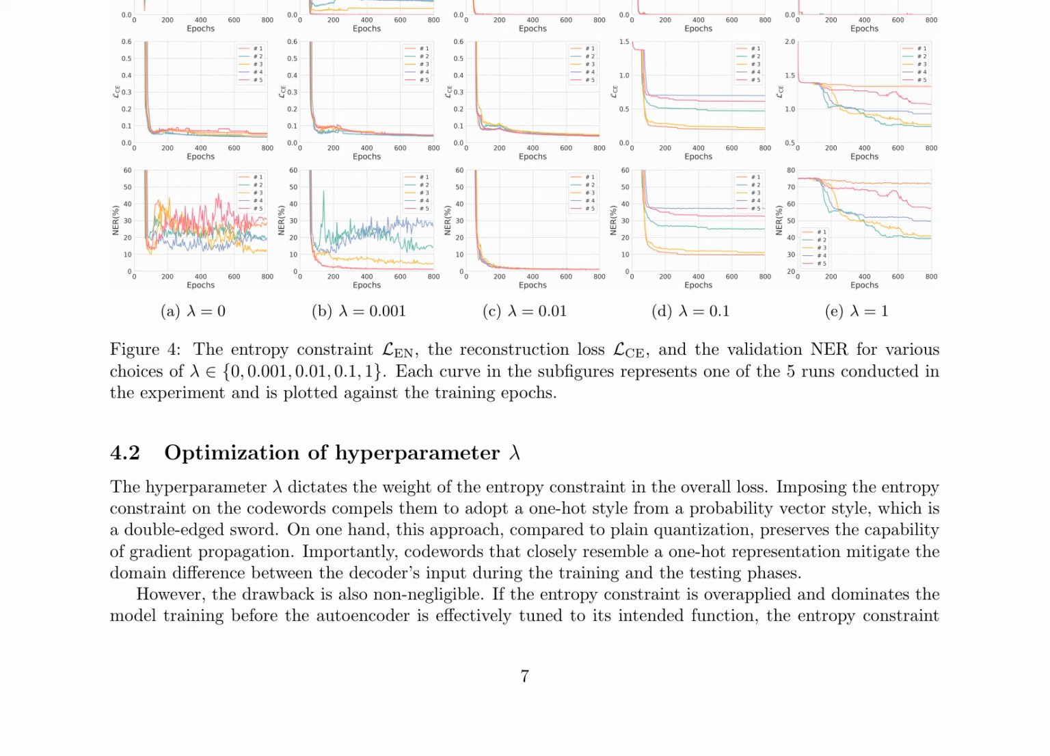Figure 3 illustrates the NER against training epochs for different source sequence lengths, showing that as the code rate increases, the models are more likely to converge to a local minimal point, resulting in less competitive performance across different runs.